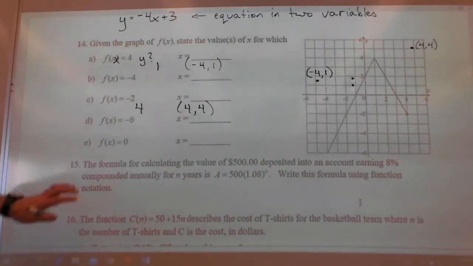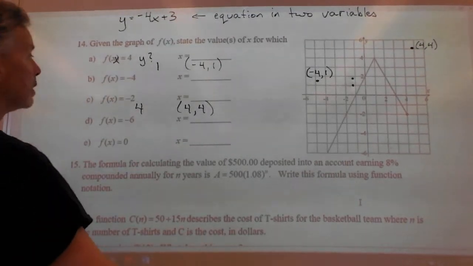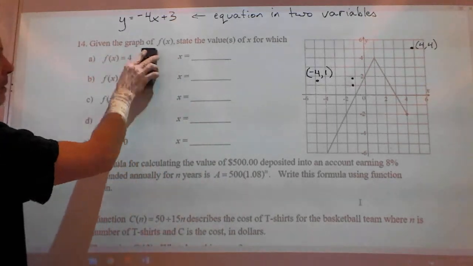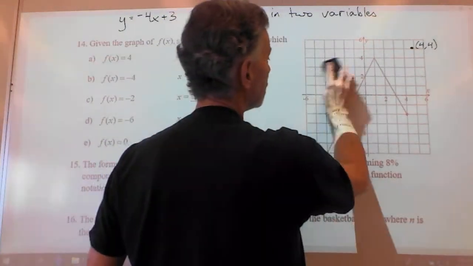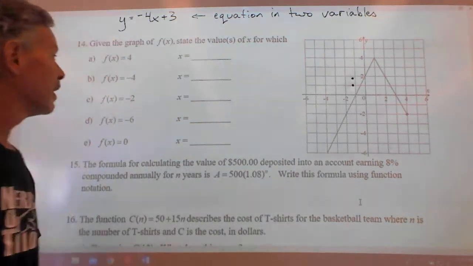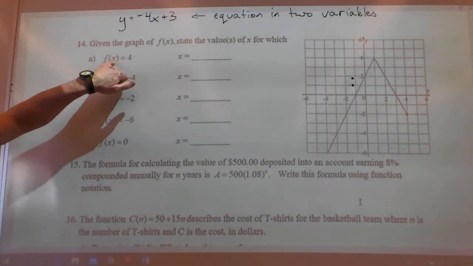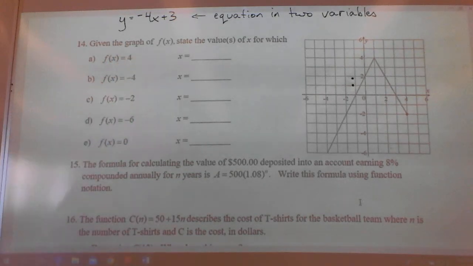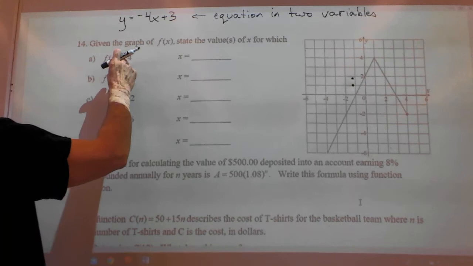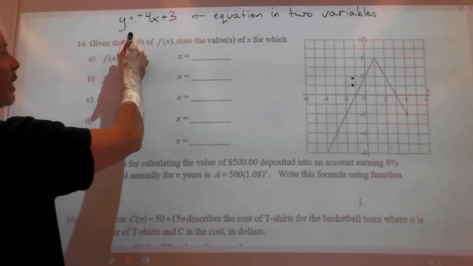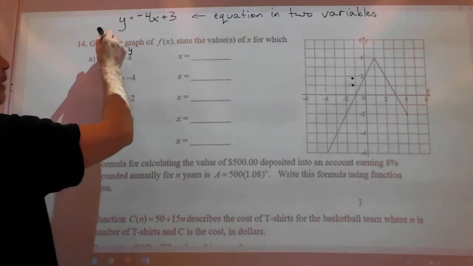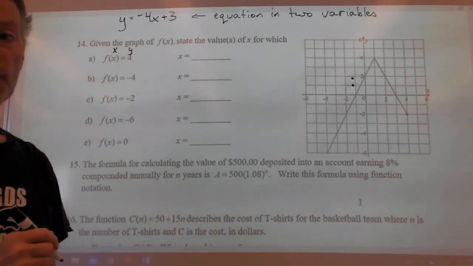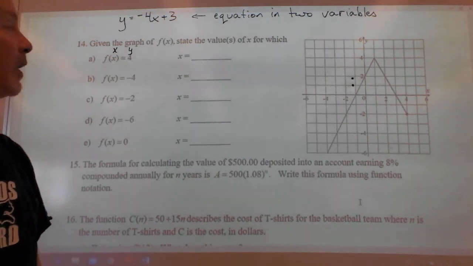Now, you'll notice that for number 14, it looks kind of similar, but for number 14, they're not giving you a value for x. They're not telling you what x equals. They're actually telling you what y equals. So when they say f at x equals 4, what they're saying is, here's the value for y, figure out the value for x. The way you go about doing it, though, is exactly the same.